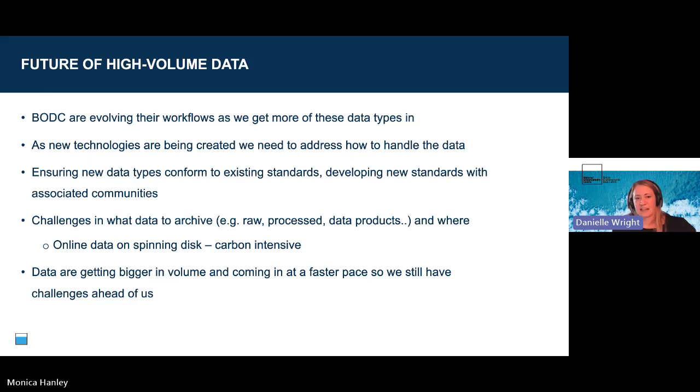We also still face challenges in what exactly we do archive, whether that be the raw data, processed data sets or products, and also where we store those data. All of this can often depend on the data types as well, particularly because maintaining data online on spinning disk is very carbon intensive. So it is more environmentally friendly to store certain things offline, which is why we've spent quite a lot of time now storing the raw side of things onto the tape servers. But yeah, it's a conversation that we're always involved with.